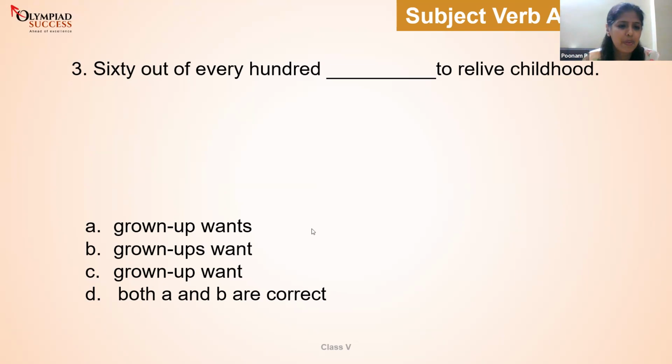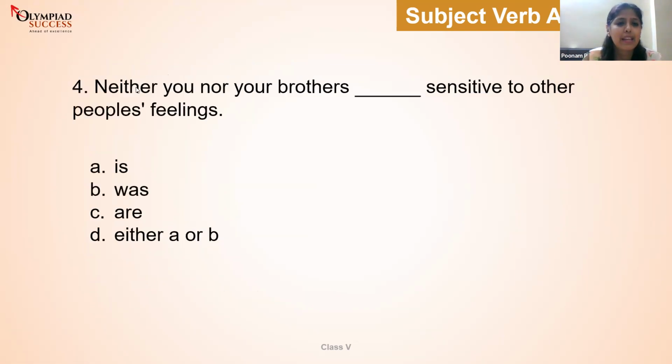Okay. Now, yes, fourth one. Neither you nor your brothers dash sensitive to other people's feelings. Yes, most of you are right. Jeet, you have to just answer once. Okay, lovely. Most of you are right because we learned this a few minutes back.